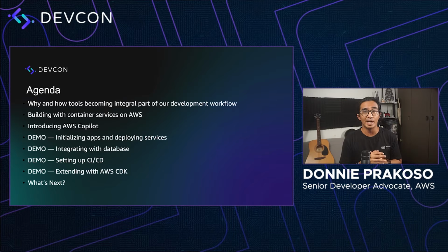We will start by setting the context on why and how tools are becoming an integral part of our development. In this segment, I will also explain how our decisions to adopt a modern application development approach, like building apps with microservices architecture and using DevOps principles, extend the functionality of tools. Tools are not only for programming, but also to integrate with cloud computing.